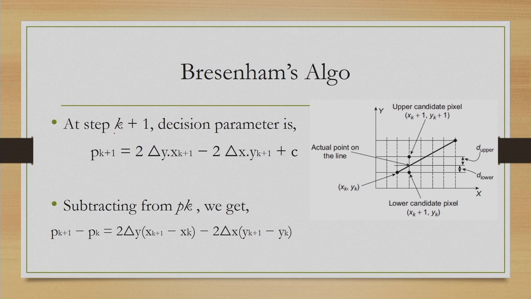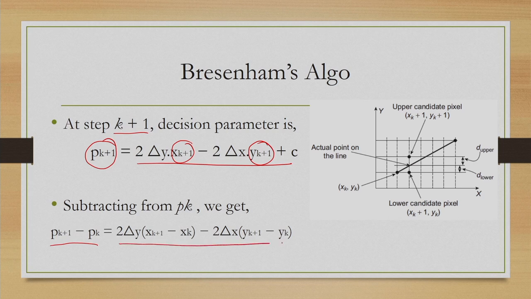Now, at step k plus 1, that is the next step, we get pk plus 1. Now, that is essentially given by this expression, where we replaced xk with xk plus 1 and yk with yk plus 1. These two terms we replaced with the next term. Then we take a difference between the two, pk plus 1 minus pk, which gives us this expression.